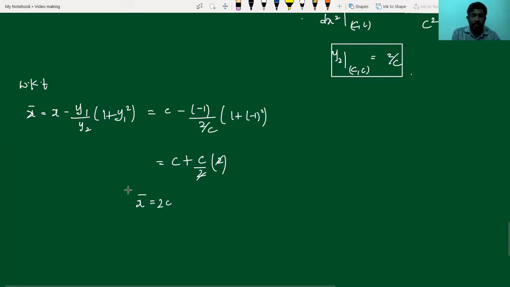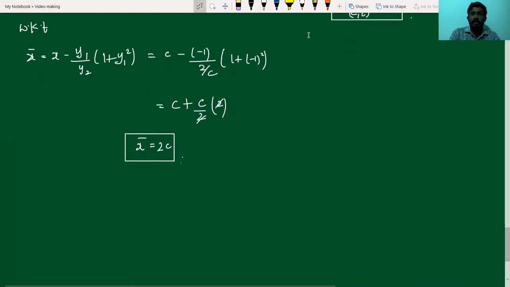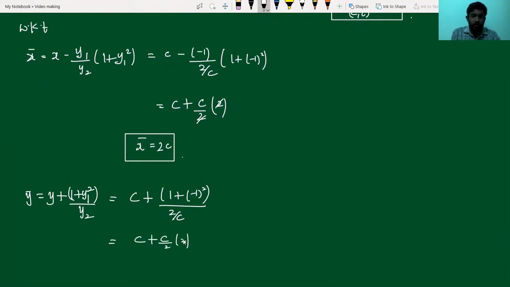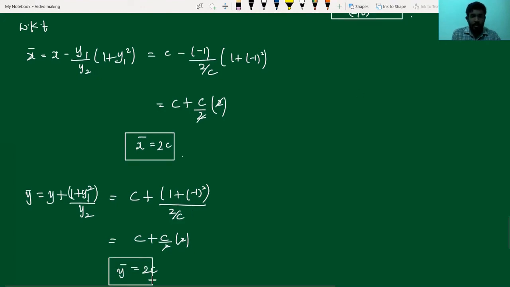In the same way, we find the ordinate y bar. We have the formula y bar is equal to y plus 1 plus y1 square divided by y2. The value of y is c, plus 1 plus y1, which is minus 1, square, divided by y2, which is 2 by c. Simplifying this, c plus c by 2 into 2. So we get y bar is equal to 2c. So we have found the value of y bar also.